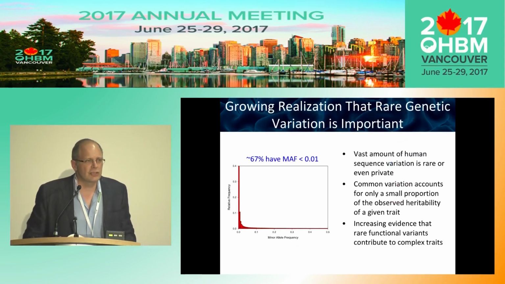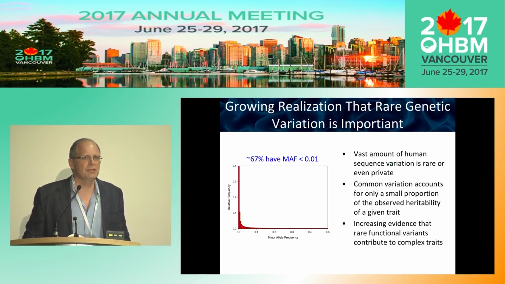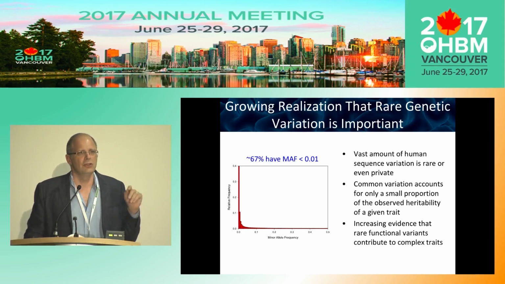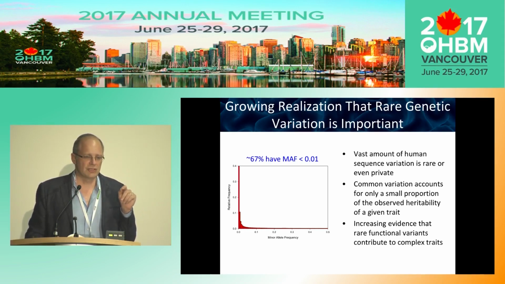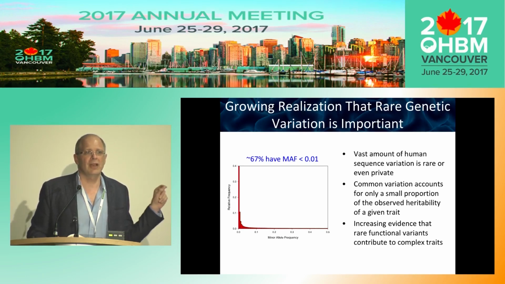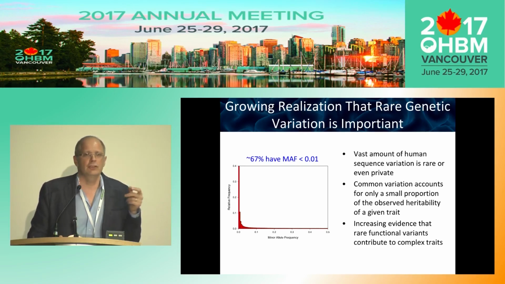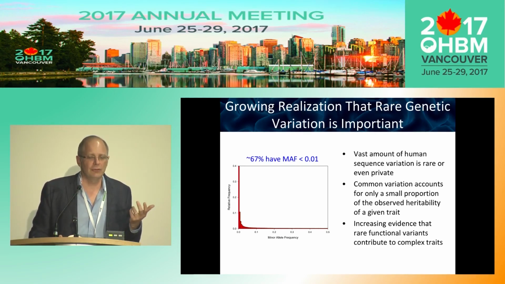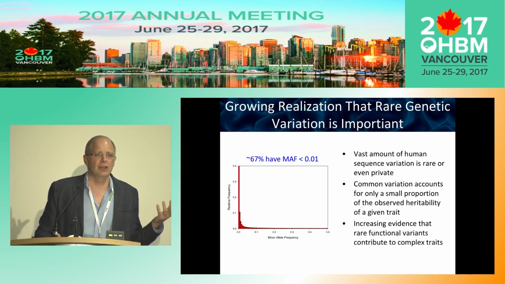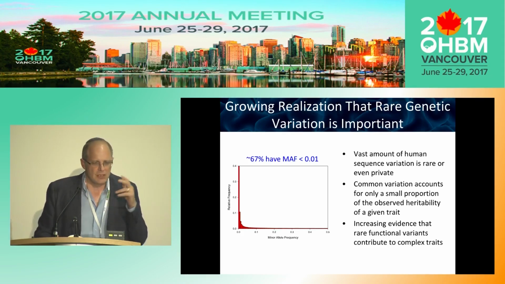There's a growing realization that rare variation is actually pretty important. This is a histogram of the first 1,000 people we did whole genome sequence on in my group. What I've done is model the minor allele frequency versus the number of alleles at that frequency. What you're seeing is that 67% of the total variation in the genome has a minor allele frequency less than 0.01. That means that when you're doing GWAS studies, you're missing the vast majority of the variation that's out there.